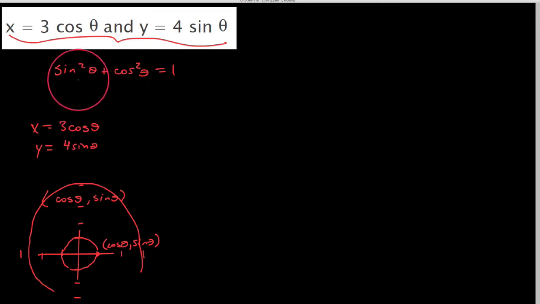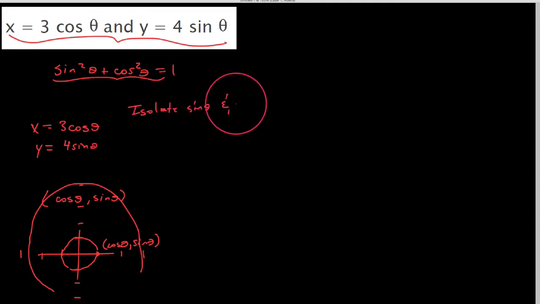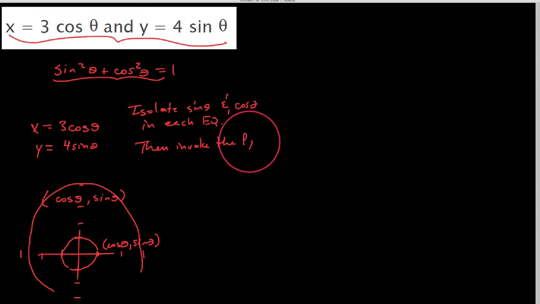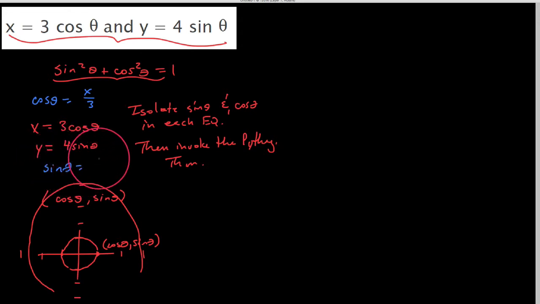What we're going to do, using this Pythagorean identity now, is isolate sine of theta and cosine of theta in each equation, then invoke the Pythagorean theorem. So we get this. Essentially, if x is equal to 3 cosine theta, then cosine of theta would be the same thing as x over 3. And if y equals 4 sine theta, dividing both sides by 4, we get sine theta is equal to y over 4.